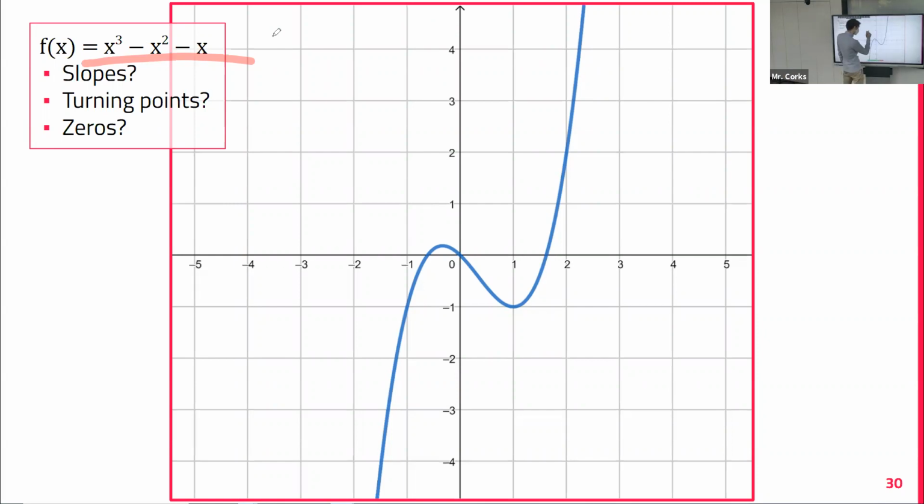You said -0.3 to there. All of these are positive slopes? No.